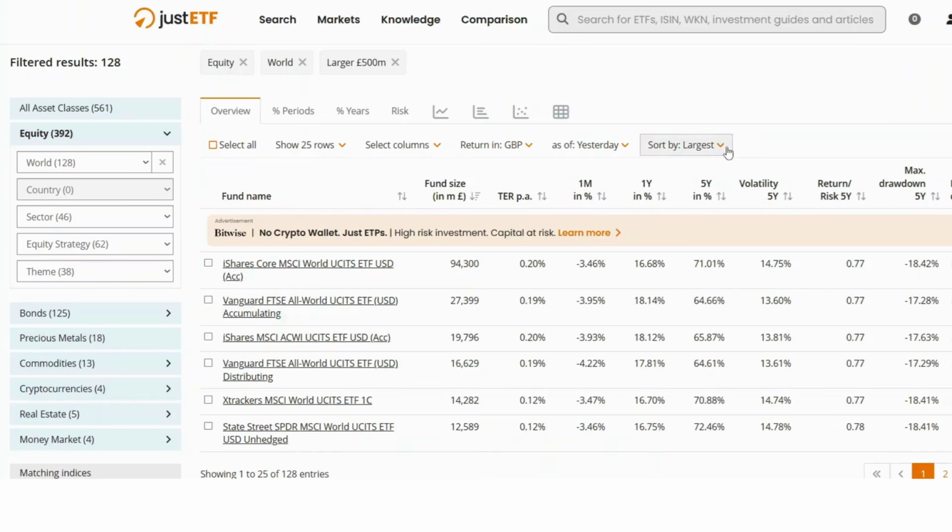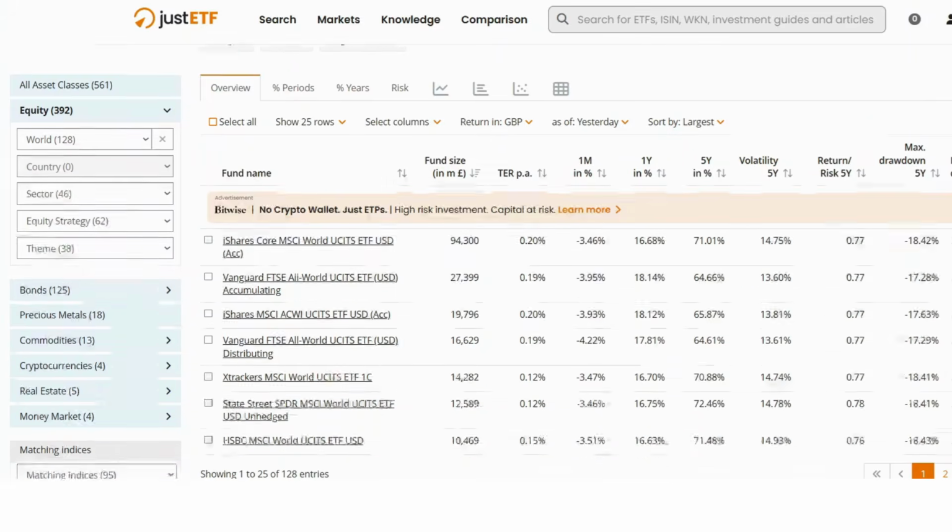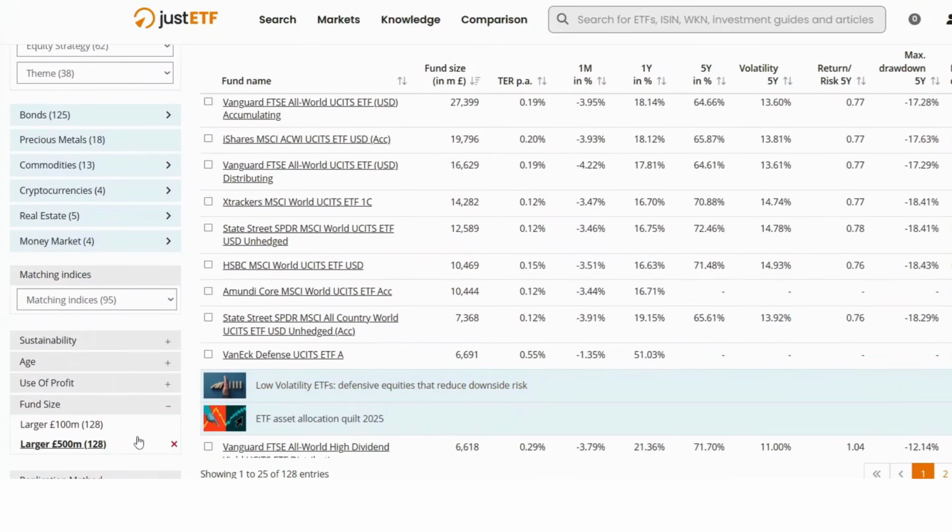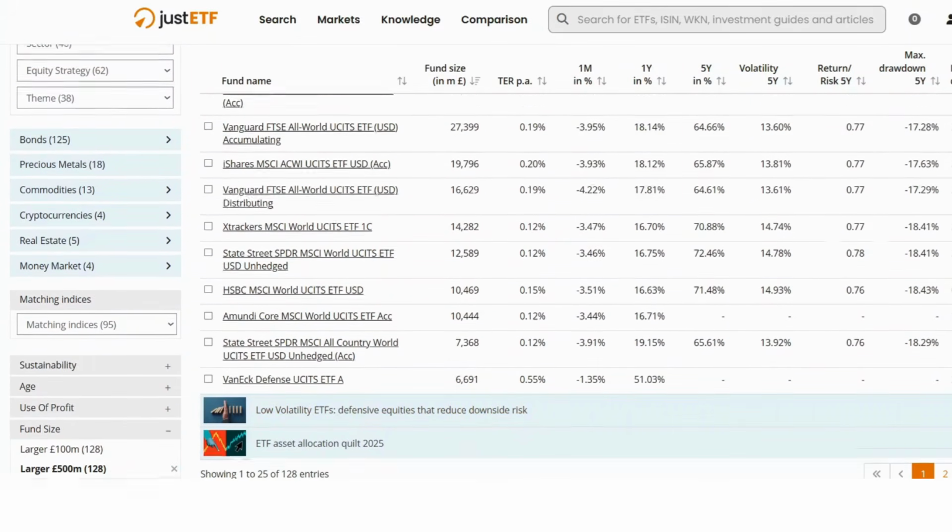We're going to look at the best ETF for long-term investing in terms of price growth, low volatility, and diversification across sectors and geographies. So to find my ETF, I go to the excellent screener within the justetf.com website, and I select world for my region, and I select over 500 million for the fund size.